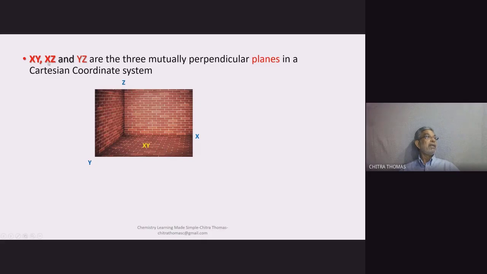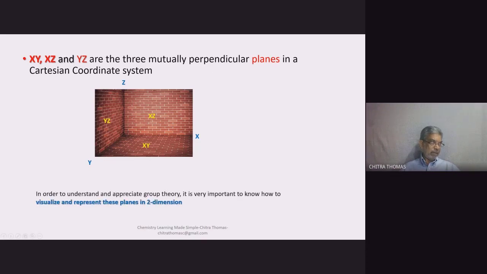And what about the XZ plane? Of these two, which is XZ? This or this? The second one. Yeah, this is an XZ. What about this? This is the XY plane. Okay? So in 3 dimensions, you can very easily identify the 3 mutually perpendicular planes. You can try it with the corner walls and the floor in the room where you are sitting later.